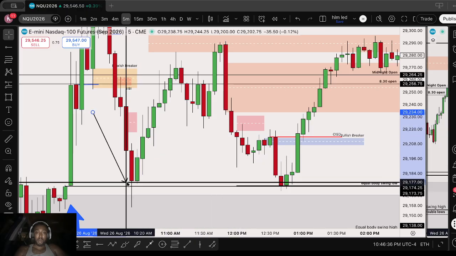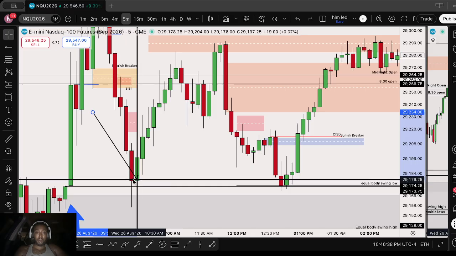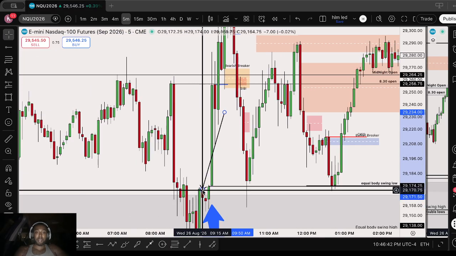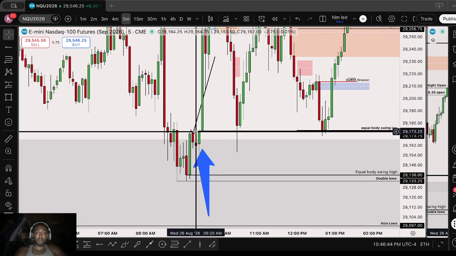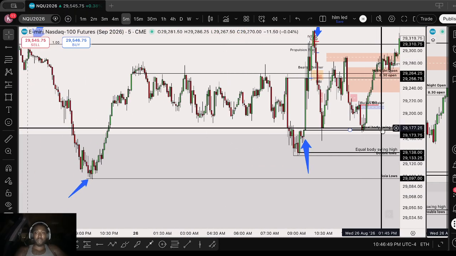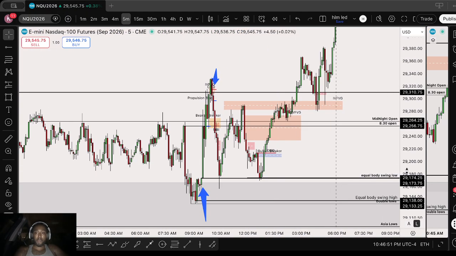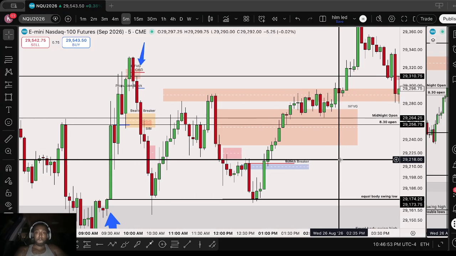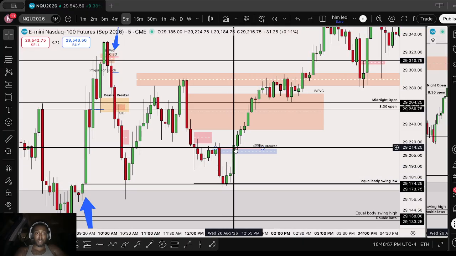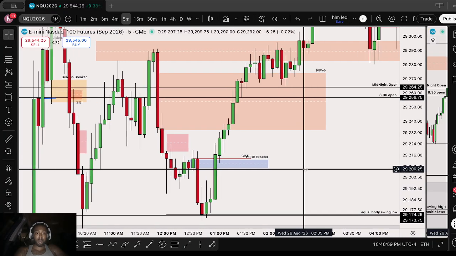Right here, look how we got equal body swing lows. Look how we come right into it, and we do not take the lows at the bottom. We do not take the lows, and that was the reversal point. It never went lower after that. Then we created a bullish breaker. Look how we stopped right here and pulled up, creating a change in the state of delivery.